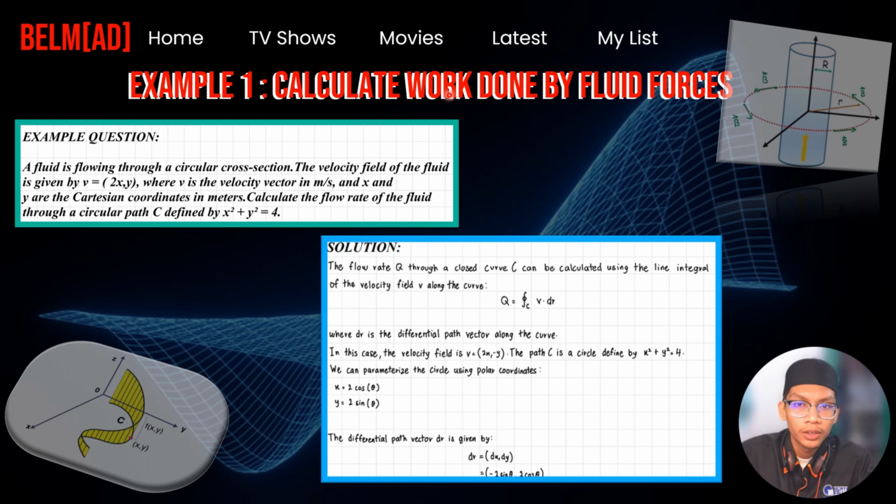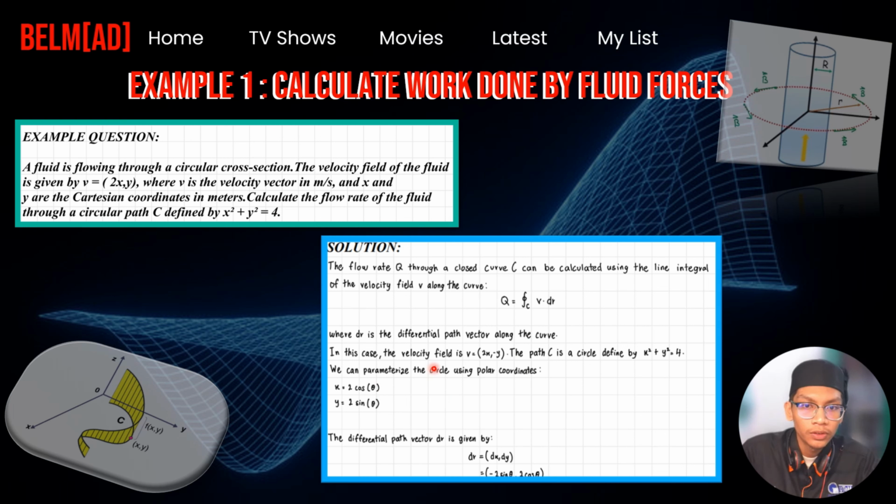Example 1. Calculate the work done by fluid force. Calculate the flow rate of the fluid through a circular path C defined by x squared plus y squared equal to 4. To solve this question, we can use the line integral of velocity field V along the curve. So the derivation formula is Q equal to the integral over the closed path of V dot dr.